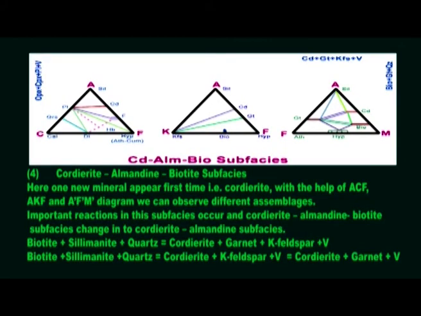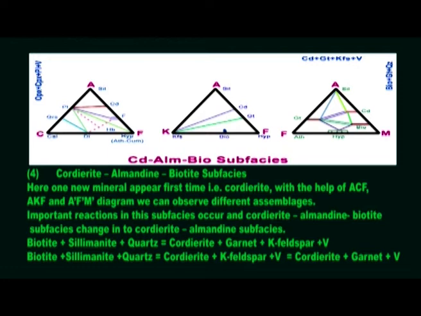Number 4, cordierite almandine biotite subphases. Here one new mineral appears for the first time, that is cordierite. With the help of ACF, AKF and A-F-M diagrams, we can observe different assemblages. An important reaction in this subphase occurs, and cordierite almandine biotite subphases change into cordierite almandine subphases.